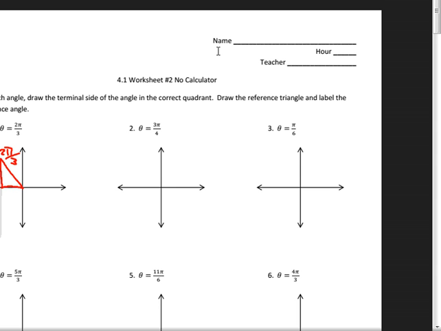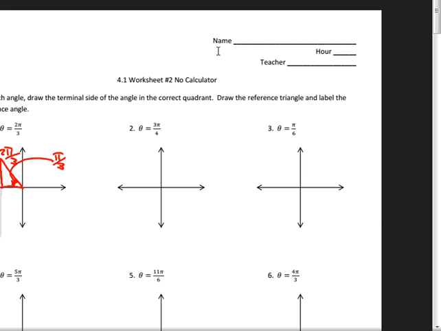This right here is called the reference angle. The reference angle is how much is left in there before we get to 180, which is 1 pi over 3. That's this little angle right here. Right there. All right, let's do another one.